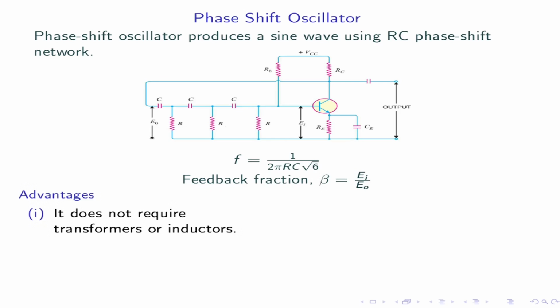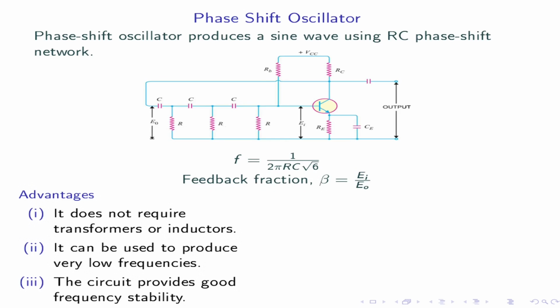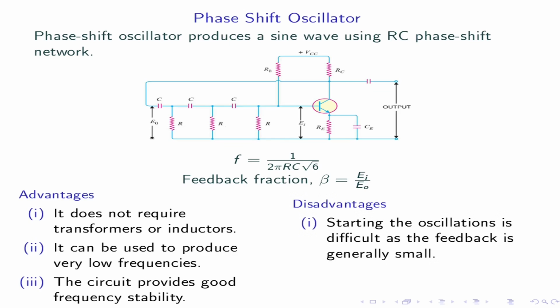The phase shift oscillator does not require a transformer or inductors. It can be used to produce very low frequencies. The circuit provides good frequency stability. But starting the oscillation is difficult as the feedback is generally small. The circuit gives small output.